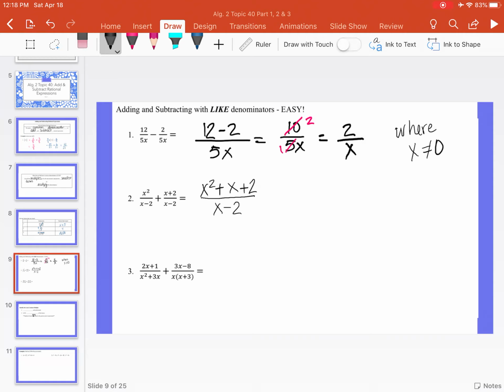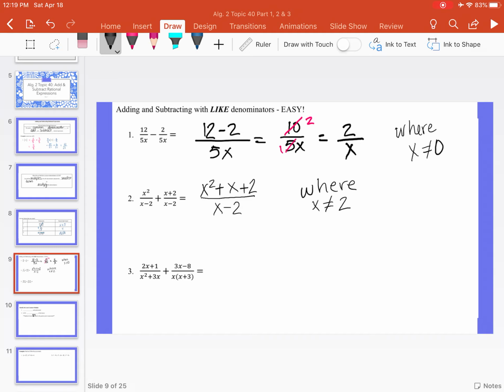We can, however, identify any restrictions that we have in the domain. So x minus 2 cannot be equivalent to 0, so we know that this exists for all real numbers except where x does not equal 2. Moving on to our third example, we have 2x plus 1 divided by x squared plus 3x plus 3x minus 8 divided by x times x plus 3.